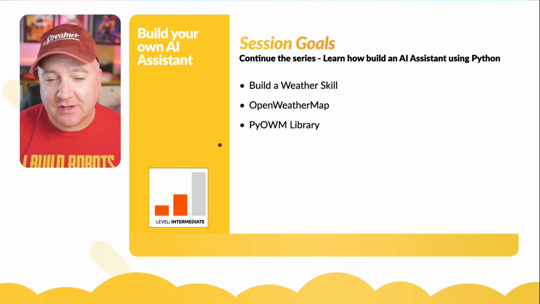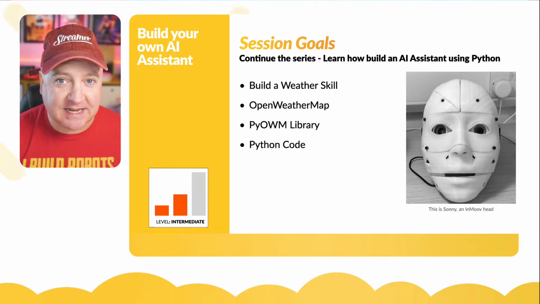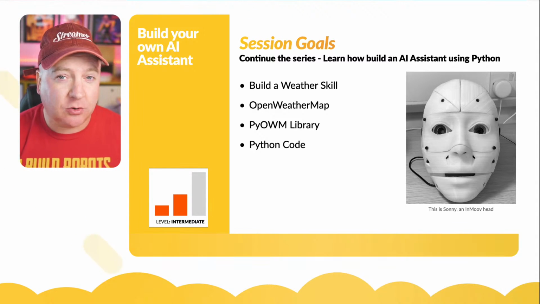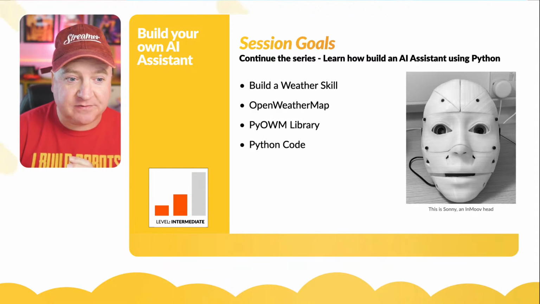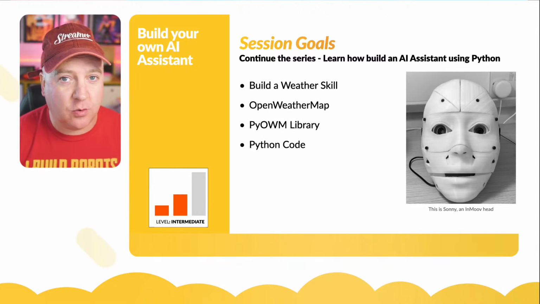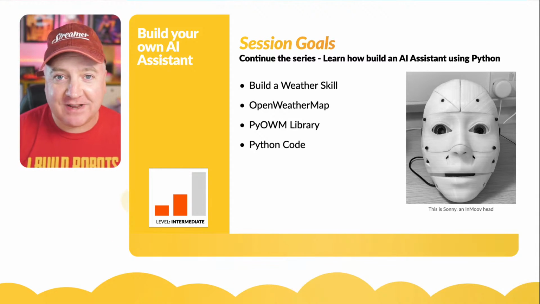So we'll continue building our AI assistant, as I said, in Python. We're going to be building the weather skill today. We're going to be using something called Openweathermap to get the weather data from. And we're also going to be using a Python library which interacts with that Openweathermap, which is called Openweathermap. And then we're going to create some Python code.